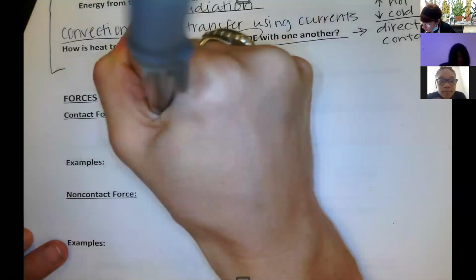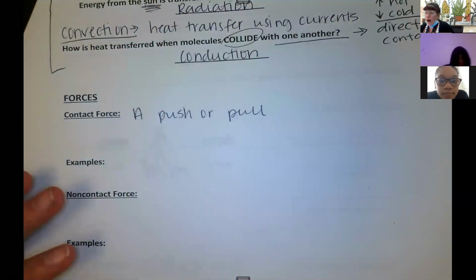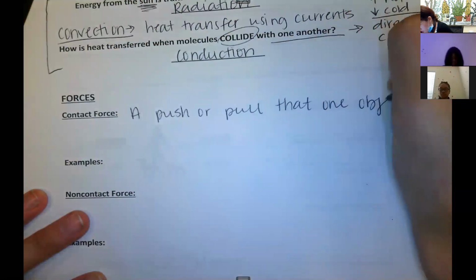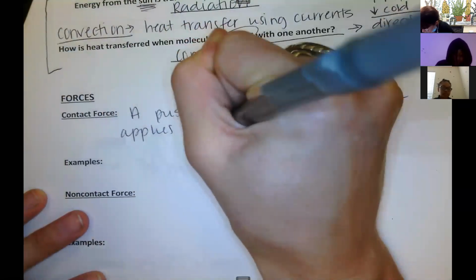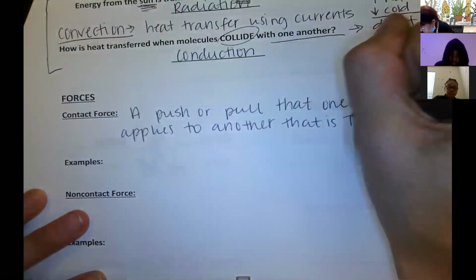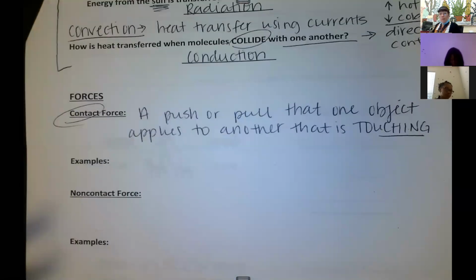This is a push or pull that one object applies to another that is touching. That word contact says it all. Examples! What's the one that slows you down? What's the contact force that slows you down called? Yes, it's friction.